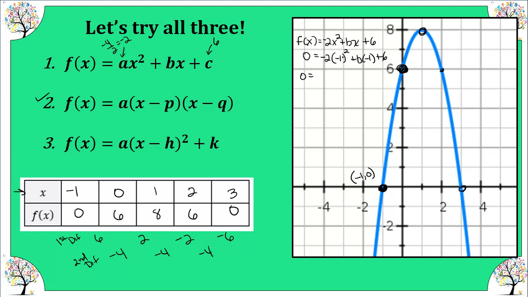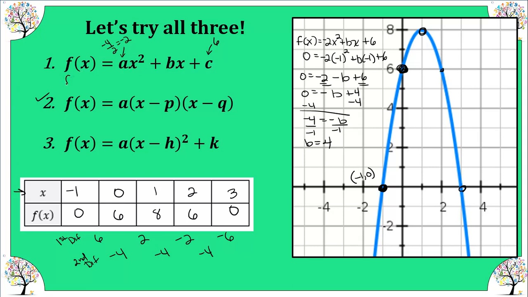-1 squared is 1 times -2. b times -1 is -1b. Combine, we have -b plus 4. -2 plus 6 is 4. Now solve for b. Divide by -1, and our b value is 4.